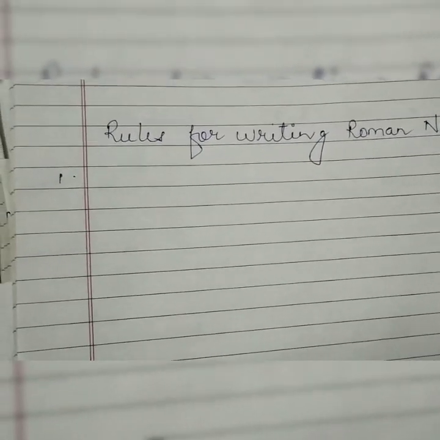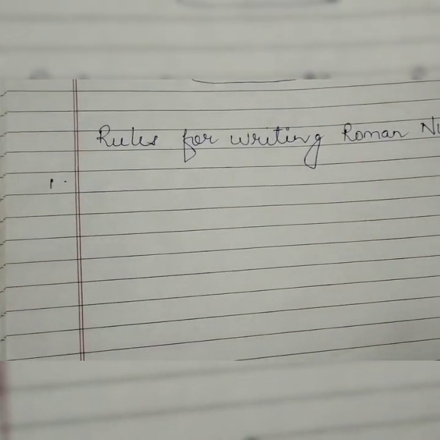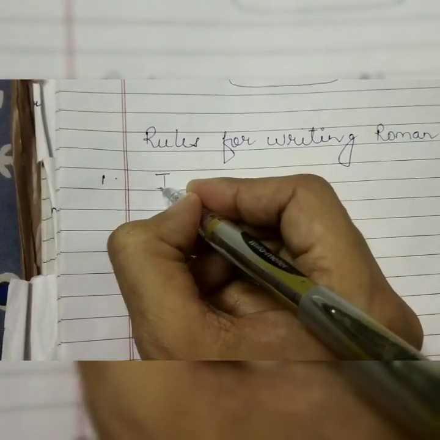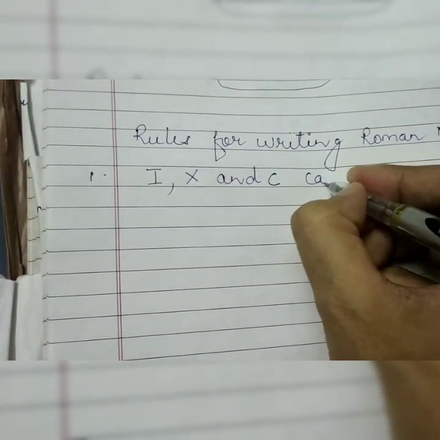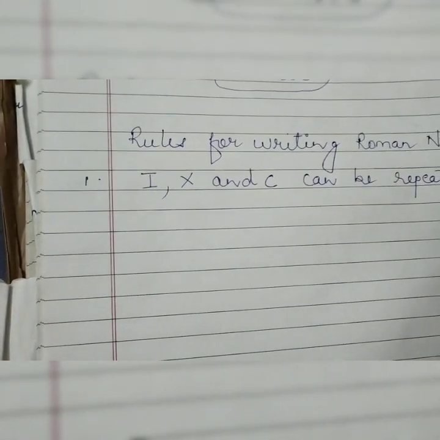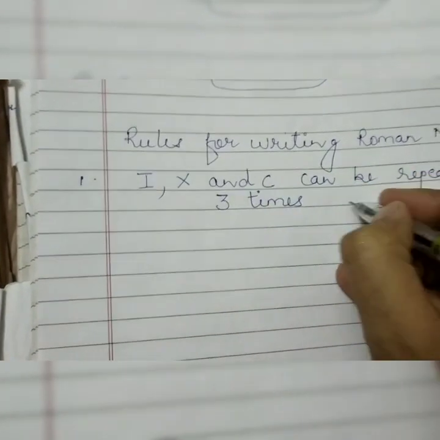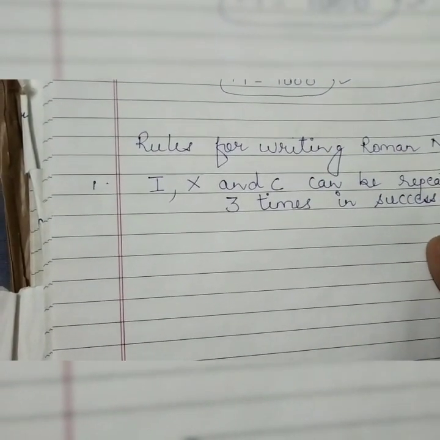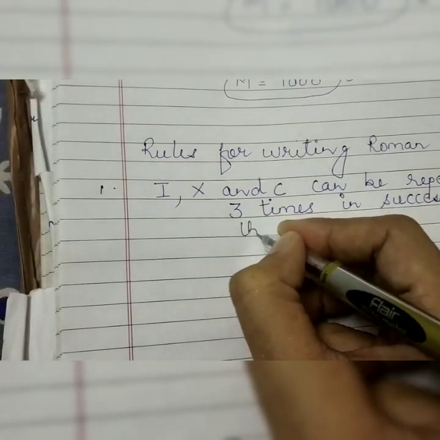Now let's discuss the rules for writing Roman numerals. You have to see all the rules and remember all these rules properly. Okay, now rule number 1 is I, X and C can be repeated up to 3 times in succession to form the number.